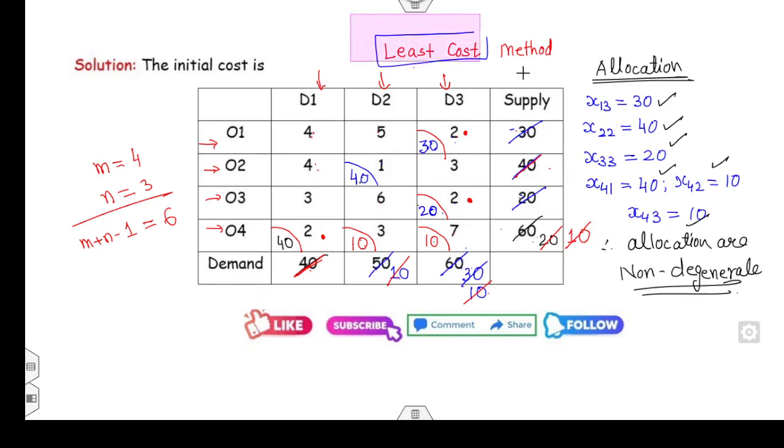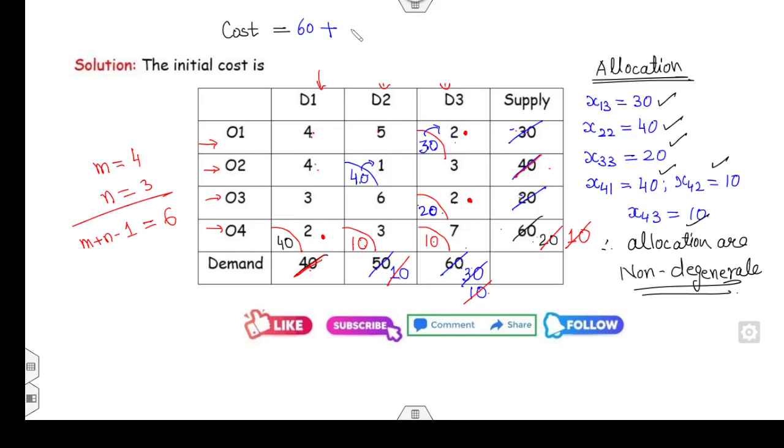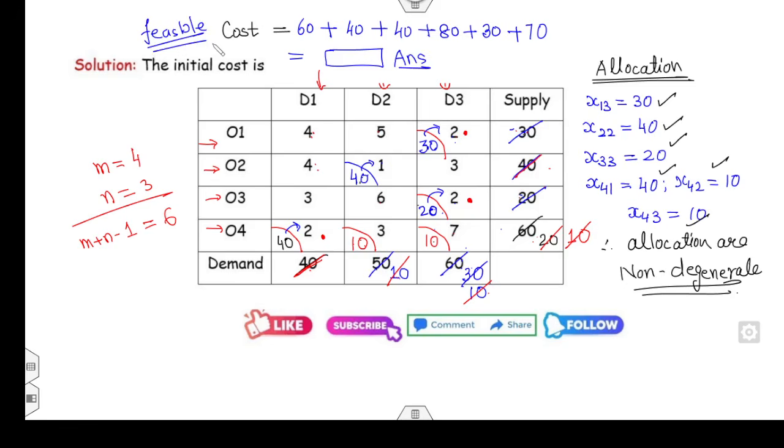Fine. Once you find the non-degenerate solution, the initial cost will be, you can multiply them. 30 into 2, 60. 40 into 1, 40. 20 into 2, 40. Plus 40 into 2, 80. 10 into 3 is 30 and 10 into 7 is 70. So whatever the answer you have obtained is the initial feasible solution of the problem. Make sure, students, this is only the feasible solution, not the optimal.